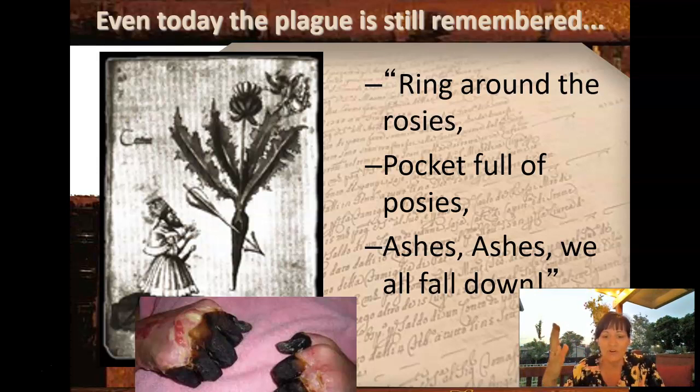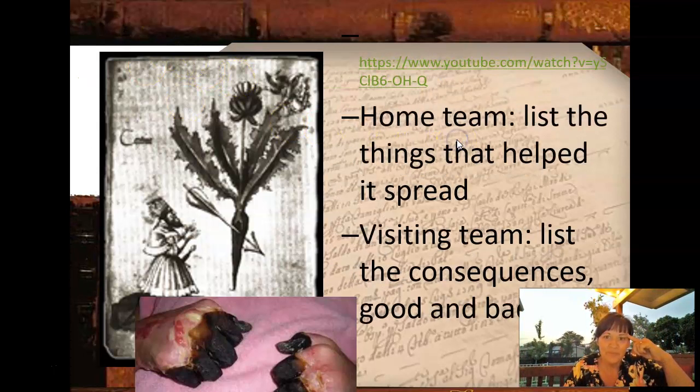And here, it's a little graphic, but here are some hands from somebody who had the plague, and their hands just turned black and kind of ashed away. That's what this song refers to. Okay, this is something that we do at school in the classroom, where we watch the video and we talk about what helped things to spread and list the consequences, good and bad, of things that happened then.